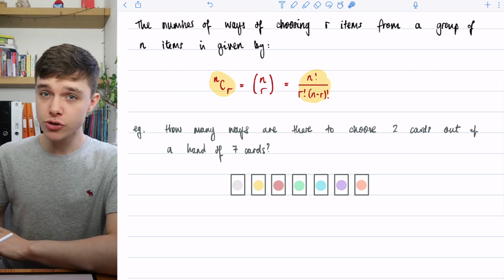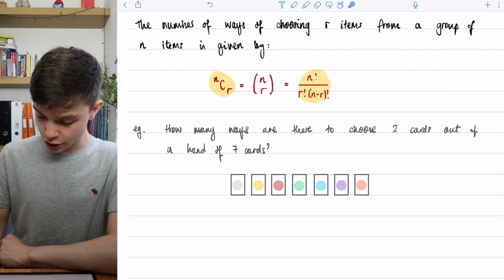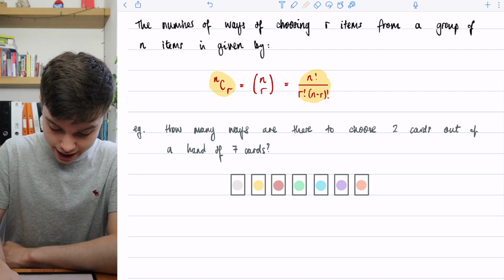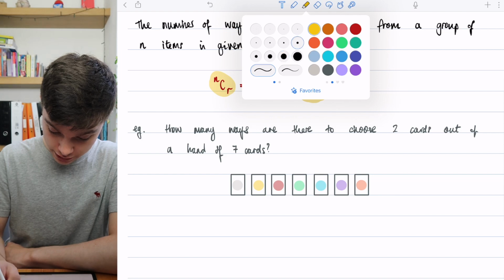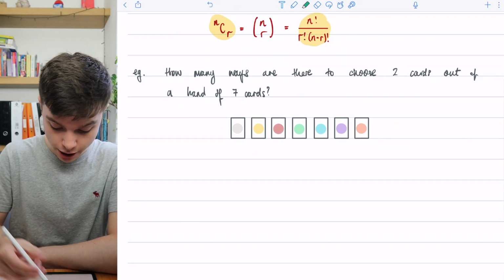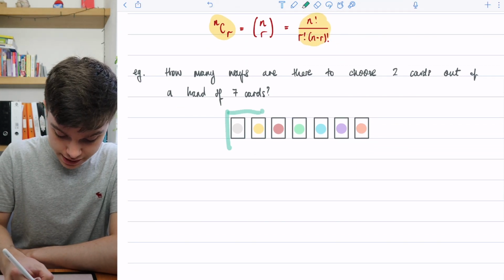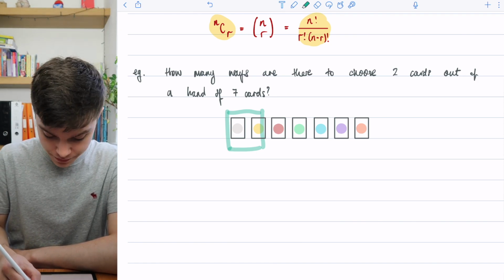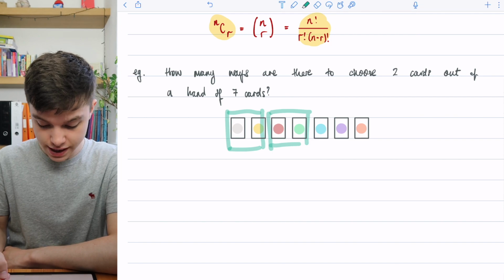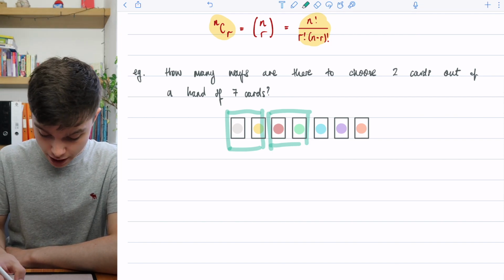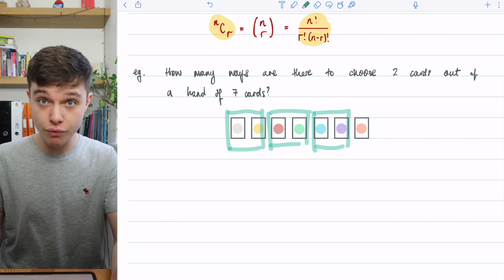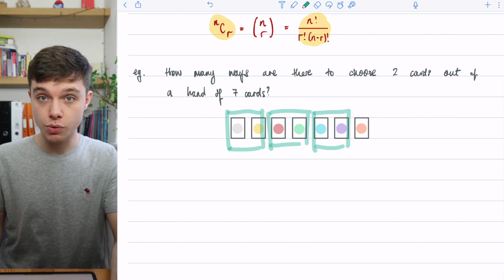If I was just to start working through this, I could say this, and I'm going to do it in a different colour. Let me do it in a green. So I could say I'm going to take those 2 cards. I could then say that's one way. Then there's another way of taking those 2 cards. And then another way is taking those 2 cards. There's straight off 3 ways of taking 2 cards.